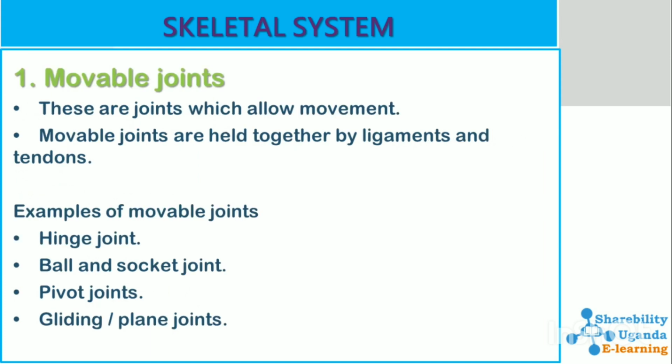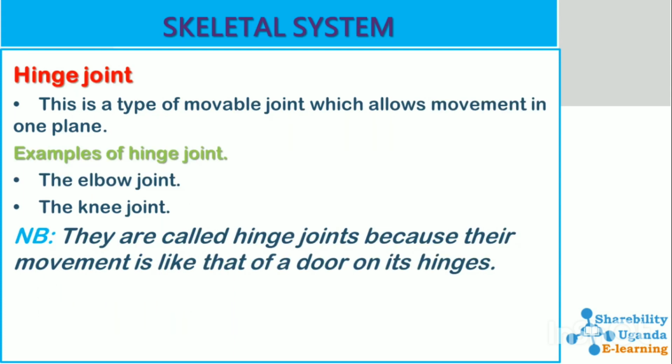Movable joints are joints held together by ligaments and tendons, and they include hinge joints, ball and socket joints, pivot joints, and gliding joints or plane joints. Hinge joints are a type of movable joints which allow movement in one plane. They are called hinge joints simply because their movement is like that of a door on its hinges. They include the elbow joint and the knee joint.